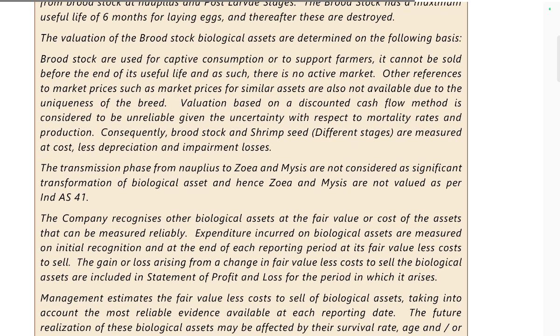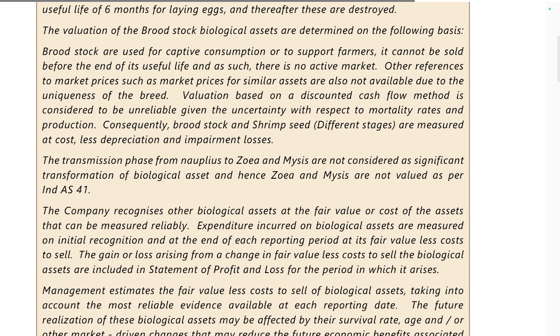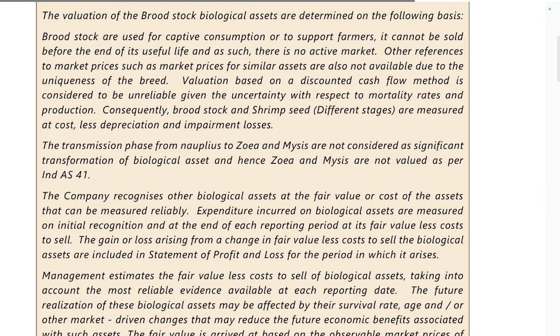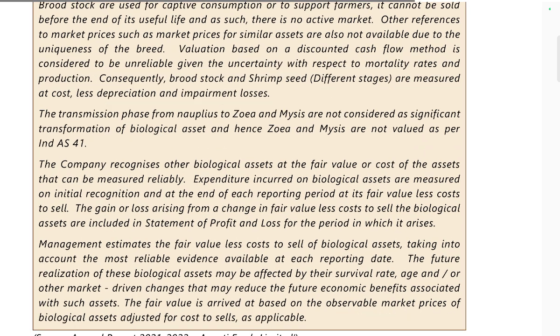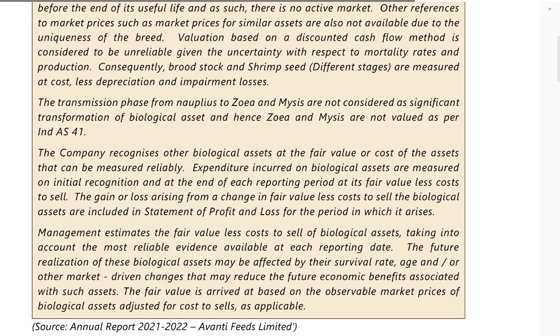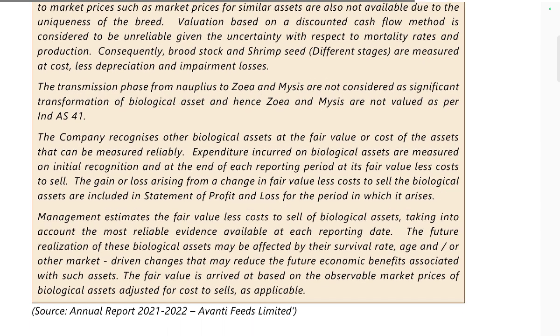there is no active market. The reference to market prices, and market prices of similar assets, is also not available due to the uniqueness of the asset. Valuation based on discounted cash flow methods is considered unreliable because of the uncertainty which is a result of mortality rates and reproduction. Consequently, broodstock and stem seeds at different stages are measured at cost less depreciation and less impairment losses.